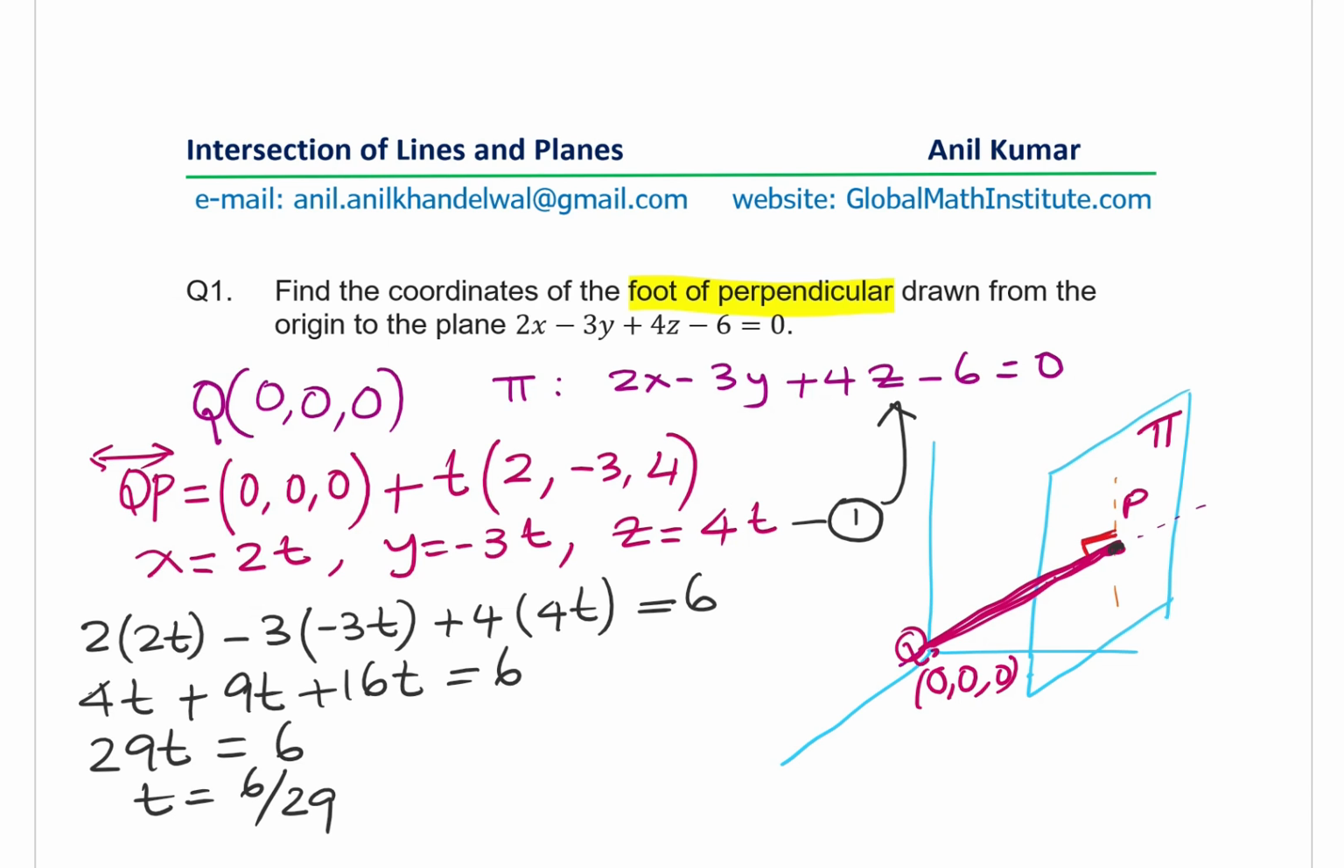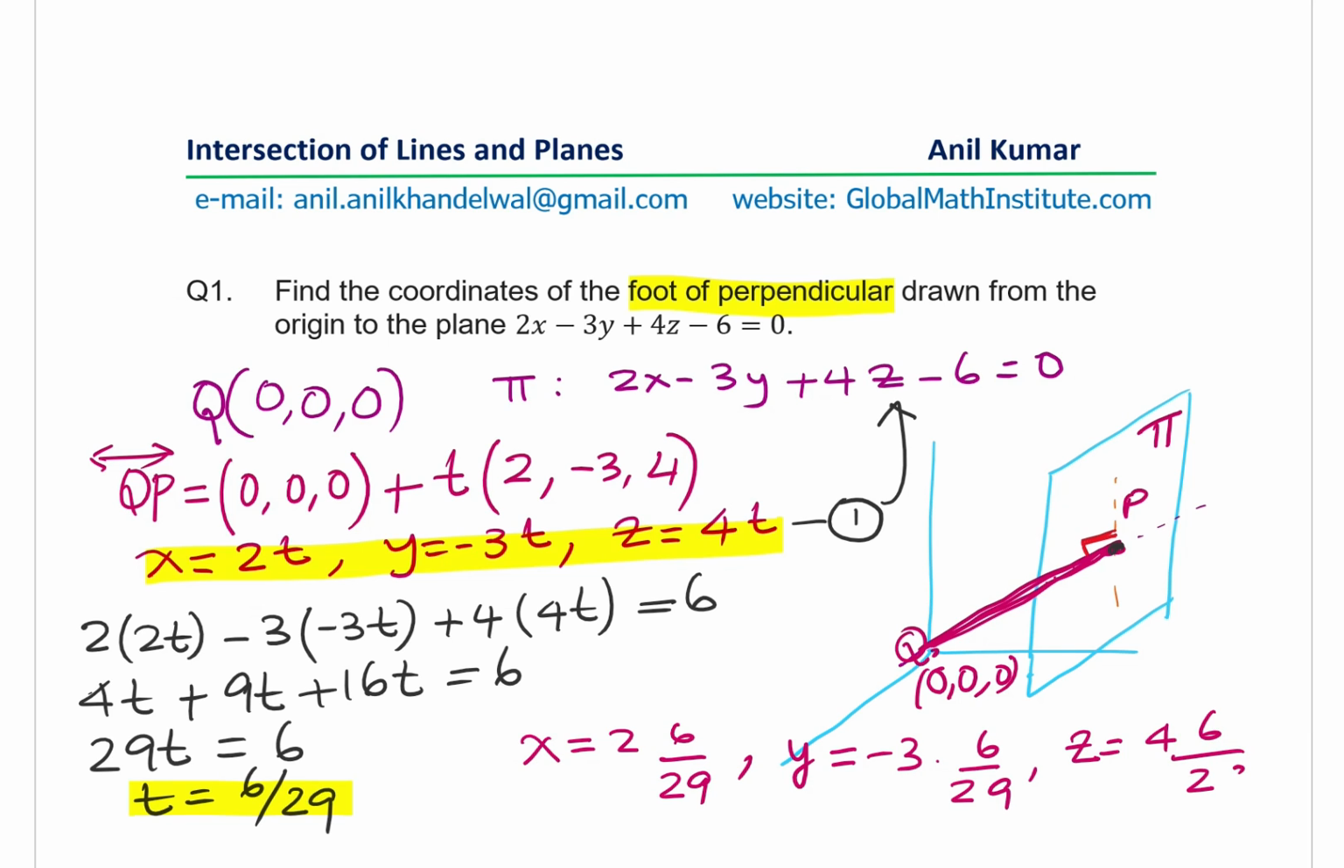Is that clear? So once we find this, we can find all the 3 coordinates by substituting this value of t in our expression. Is that clear to you? So we get the point. The x value will be 2 times 6 over 29, right? The y value will be equal to minus 3 times 6 over 29, and the z value will be 4 times 6 over 29. Is that clear to you?